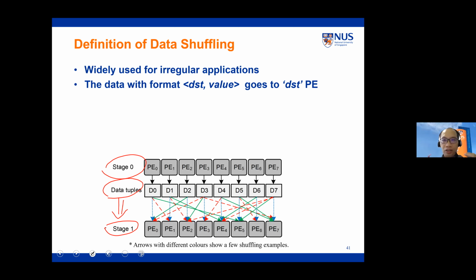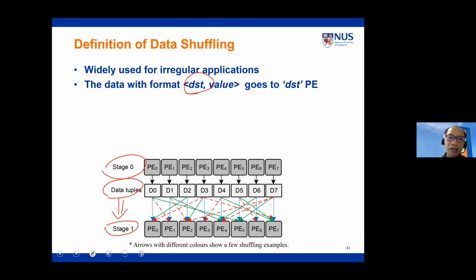The producer and consumer relationship is defined by the destination in the data format. The destination can be your neighbor, for example, the vertex ID of your neighbor. So this is really random, right? Think about trying to give your partial rank in PageRank to your neighbor. This operation can be formulated here as data shuffling.